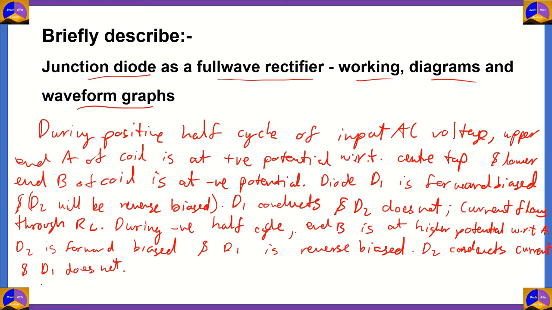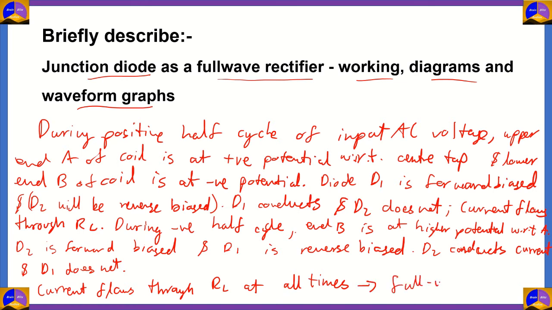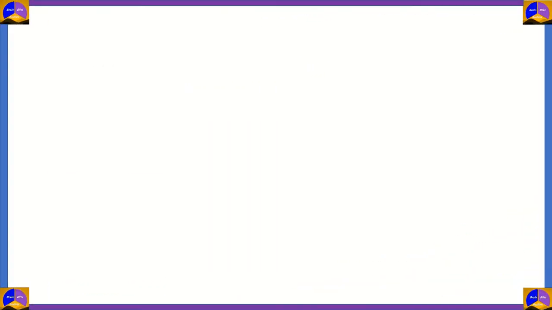So the good thing about a full wave rectifier is that current flows through RL at all times. So therefore, the rectifier is called a full wave rectifier, because for a full wave of the AC input, there is an output. So now let's look at the diagram of a full wave rectifier.